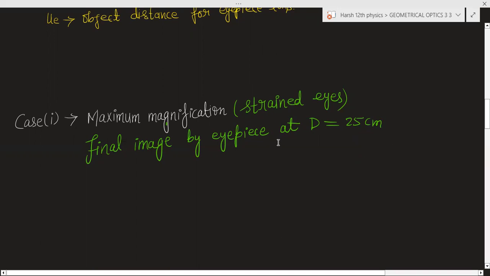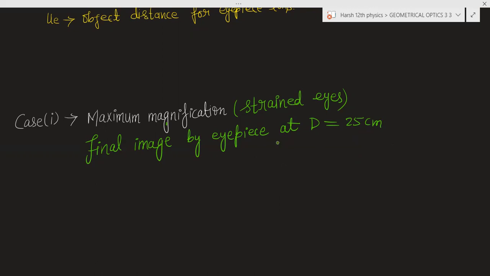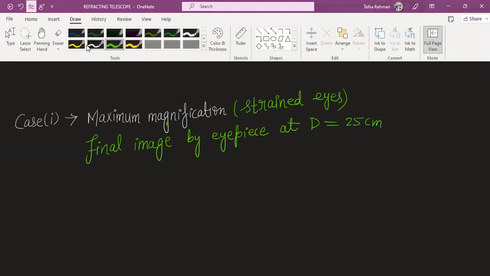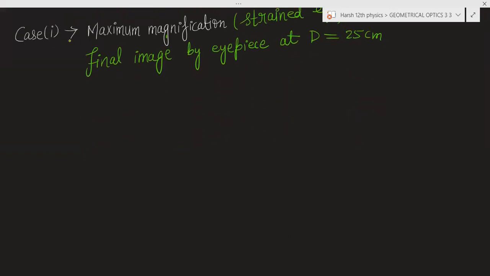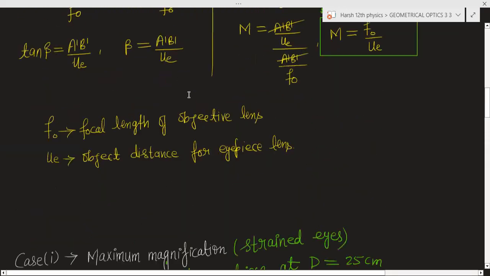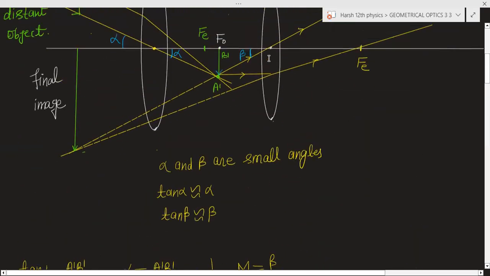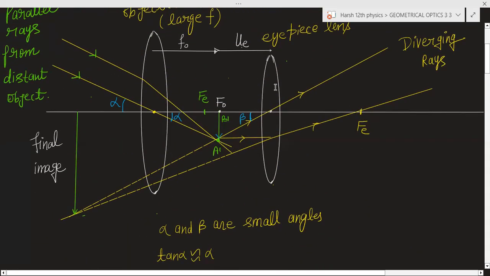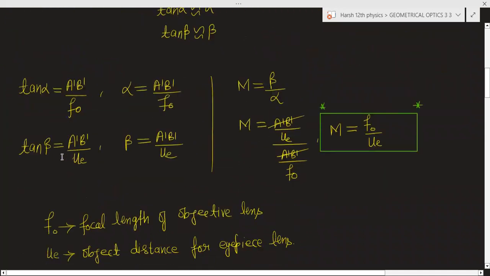Now here the final image is forming at the 25 centimeter, so we can calculate the magnification from here. The position of image we can take as minus D, because the final image is formed by the eyepiece, so with respect to the eyepiece we take the image distance. It is taken as negative because the incident light is in this direction. So v is equal to minus D.